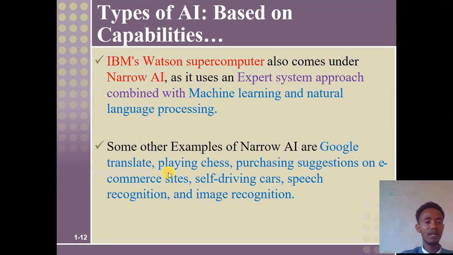Another one is IBM's Watson supercomputer. This also comes under narrow artificial intelligence, as it uses an expert system approach combined with machine learning and natural language processing. IBM's Watson is a computer which has been designed for questioning and answering, but within an expert system or sophisticated software.